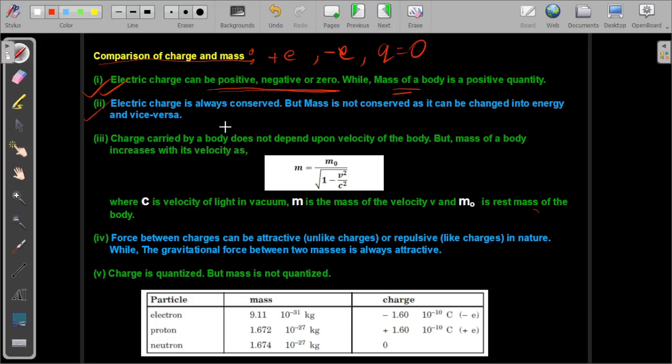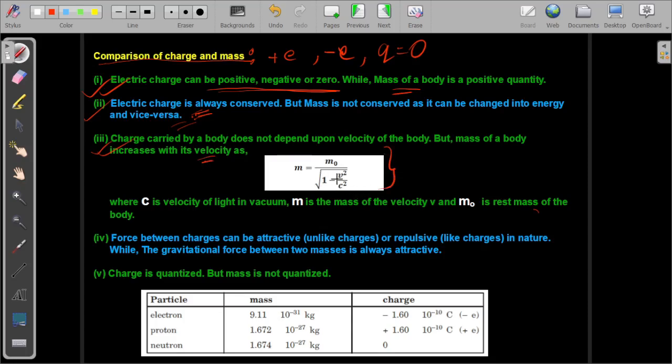Electric charge is conserved. You came to know. Electric charge can neither be created nor be destroyed. But mass is not conserved. Mass can be converted into energy, and similarly, energy can be changed to mass. Charge carried by a body doesn't depend upon velocity of a body. That means the value of a charge doesn't depend on the motion of it.